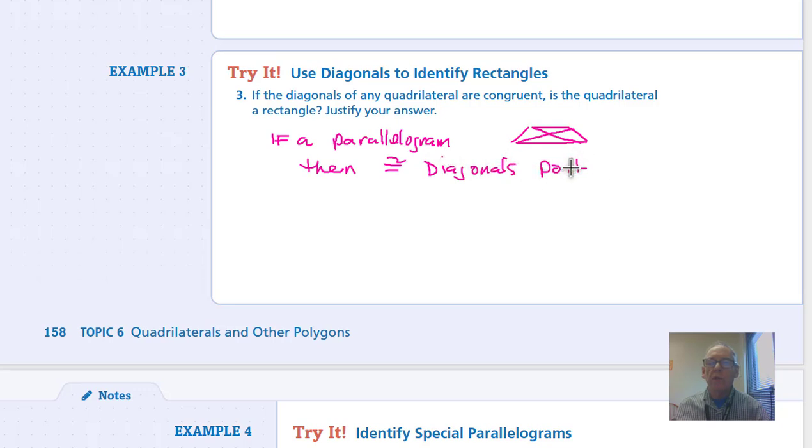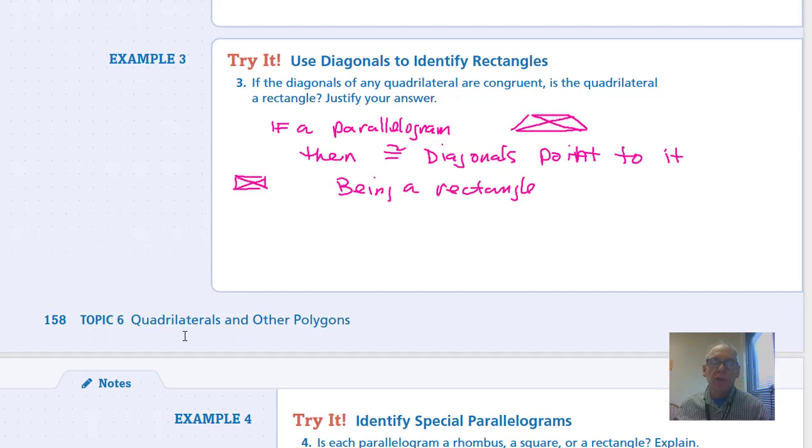point to it being a rectangle. So that's the thing to watch for. If it's an isosceles trapezoid, which only has one pair of parallel sides, so it's not a parallelogram, it has congruent diagonals. But if it's got congruent diagonals otherwise, it's got to be a rectangle, because those are the other parallelograms that have congruent diagonals. Let's look at example 4.